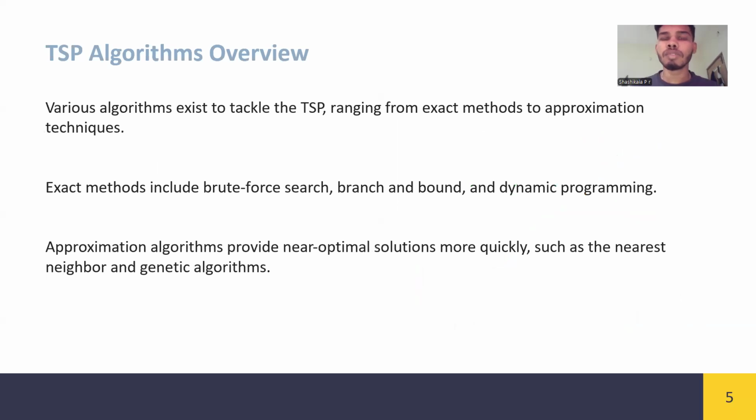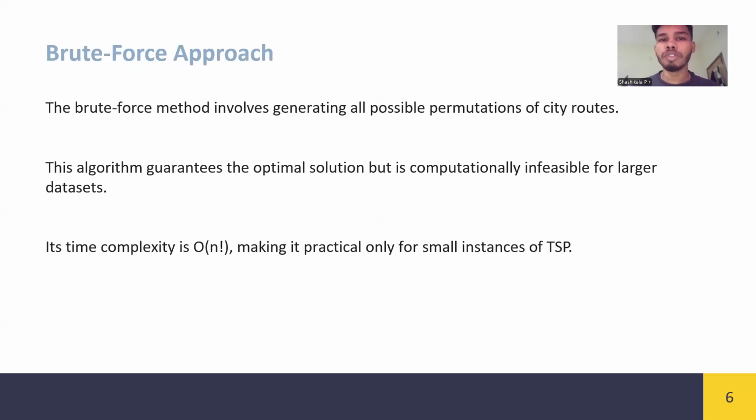So, TSP algorithms overview. Various algorithms exist to tackle the TSP, ranging from exact methods to approximation techniques. The exact methods include brute force search, branch and bound, and dynamic programming. Approximation algorithms provide near-optimal solutions more quickly, such as the nearest neighbor and genetic algorithms.